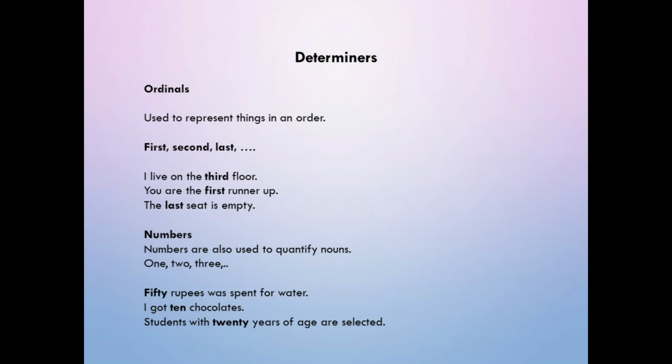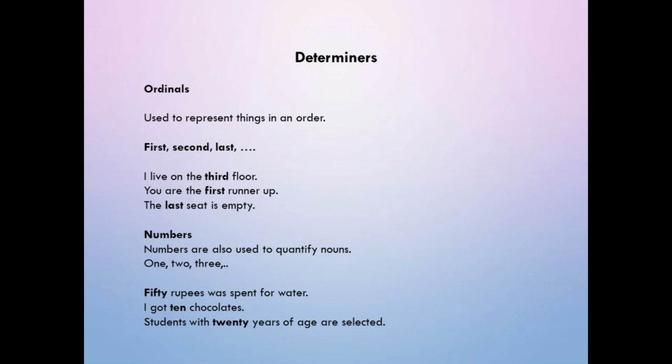I live on the 3rd floor. இங்க third அப்படிங்கிற ordinal is used as the determiner. And this ordinal is preceding the noun floor. The next example is you are the first runner up. In the sentence, first அப்படிங்கிற ordinal தான் determiner and it is preceding the noun that is runner up. The next example is the last seat is empty.